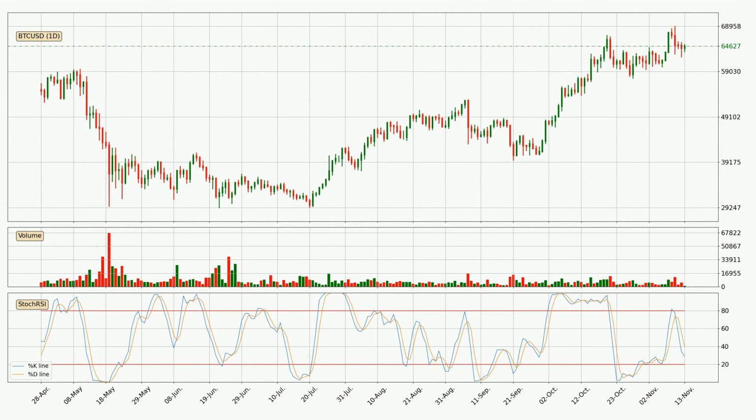Moving to the daily stochastic RSI, there are no signs of the stochastic RSI being oversold or overbought at this time, but the %K line is below the %D line, which means the current trend is on the downside.